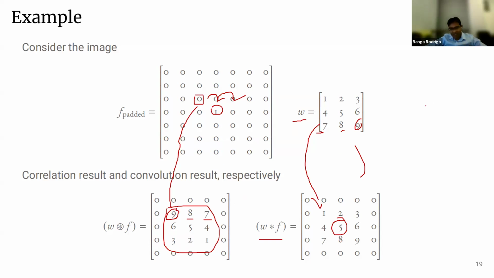But if the kernels are symmetric, like for example, in our kernels, we had all 1/9s. So even if you flip it, you get the same thing. So therefore nothing bad happens when you have symmetric kernels.